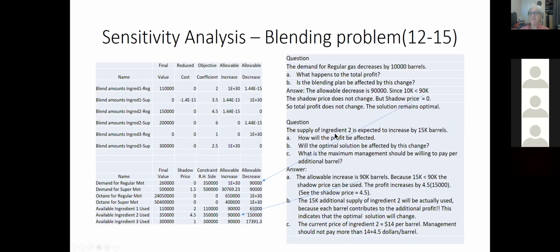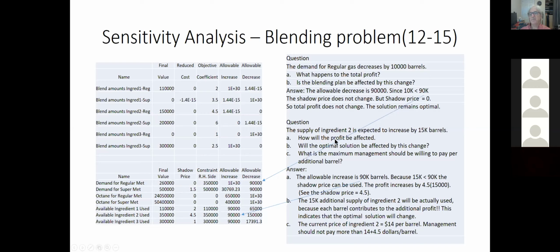And now comes the second. The supply of ingredient 2 is expected to increase by 15,000 barrels. So how will the profit be affected? What constraint is changing now? So we are talking supply. So it's one of the supply constraints. Ingredient 2. So we have this constraint here. Okay. What is the value that is changing? The right-hand side. By how much? Plus 15K. Therefore, naturally, you are going to look at the allowable increase, which is equal to 90,000.